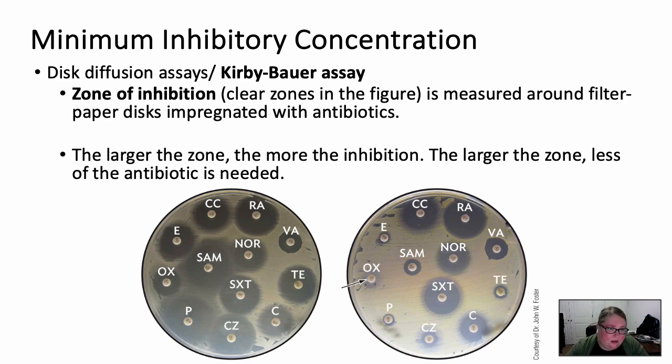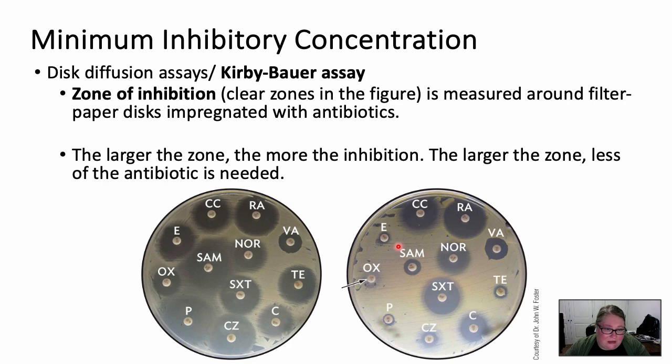Now, we have a bunch of different abbreviations here. So OX is oxacillin, P is penicillin. Now you can see for this microbe, penicillin does not work at all. This is one of our penicillin resistant ones. Okay, we have E, which is erythromycin. We have VA, which is vancomycin, and I really don't know the other ones off the top of my head. One of them is clindamycin, but don't ask me which one it is.